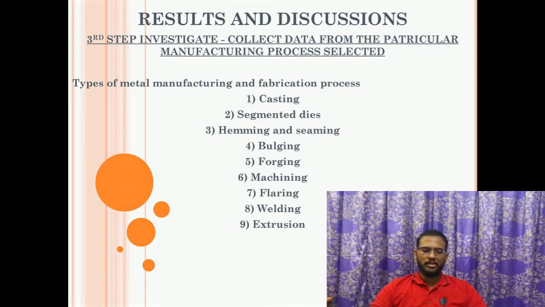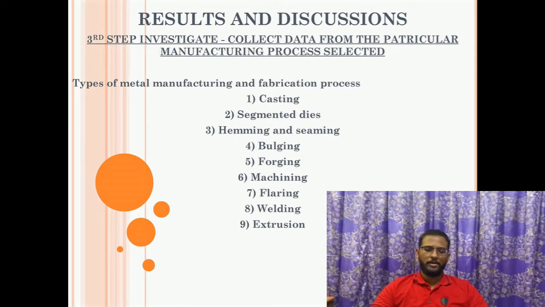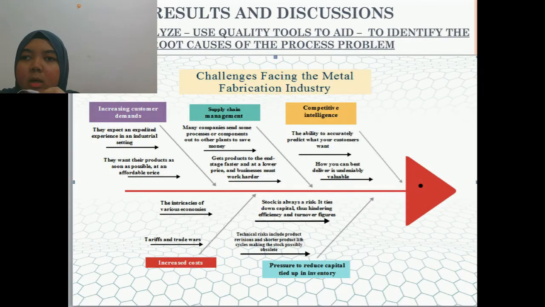The last one is extrusion. Extrusion is a process where the workpiece is forced through or around an open or closed area. Okay, the fourth step of the result and discussion is analyze: use quality tools to aid in identifying the root causes of the process problem.